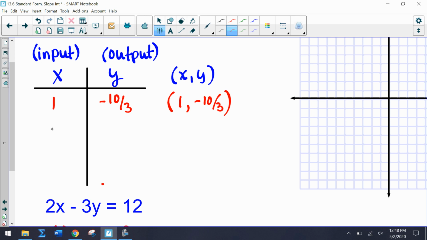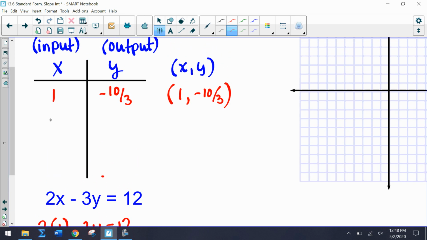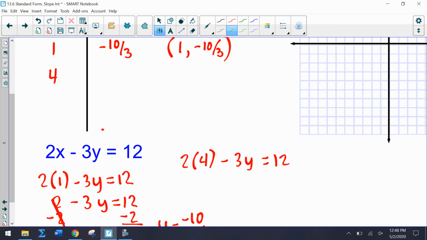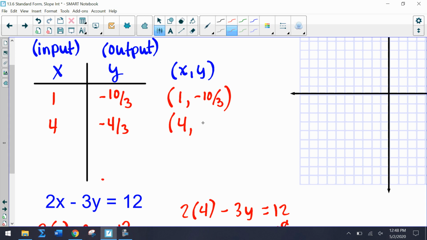So what if we plugged in, let's say, 4 for x? Then we have 2 times 4 minus 3y equals 12, and we can solve for y. So that gives us 8, and we get negative 3y equals 4, so y equals negative 4 thirds. Okay, so now we have another point. And if we can plot those 2 points, then we can draw a line.